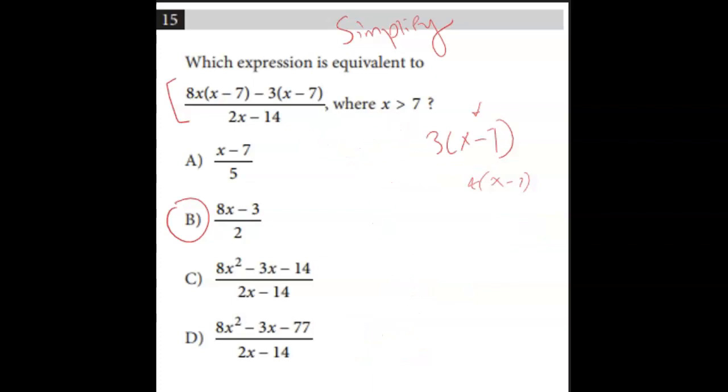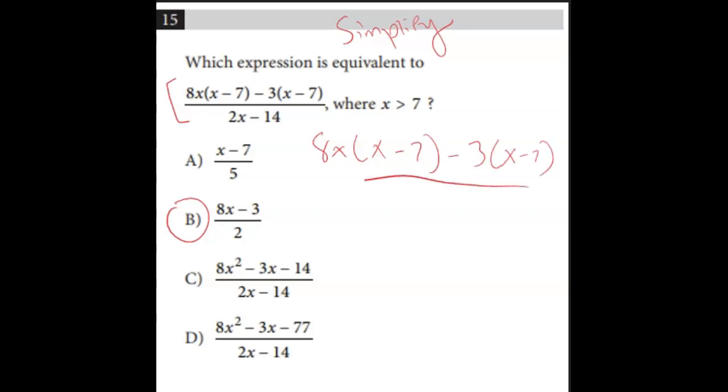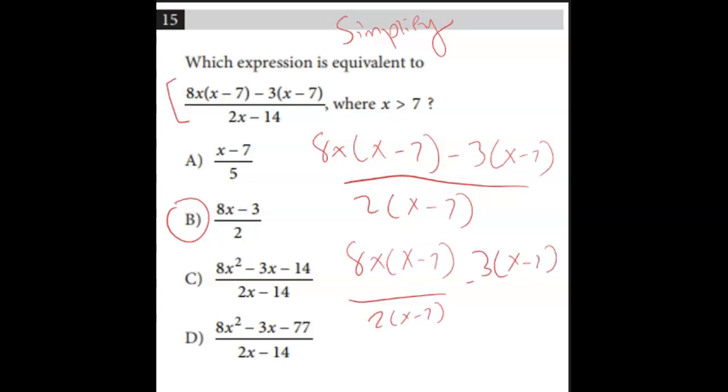to make a little more sense. So I know this was a little confusing at first glance to teach how you can do that. So if you think about it, 8x(x minus 7) minus 3(x minus 7), and we draw it over 2(x minus 7). That is the same thing as saying 8x(x minus 7) over 2(x minus 7), subtracting 3(x minus 7) over 2(x minus 7). This is the same statement, so that's how you can cross all these out. You still get 8x minus 3 over 2.